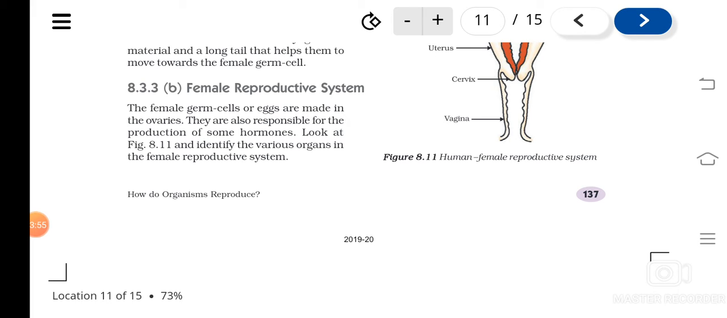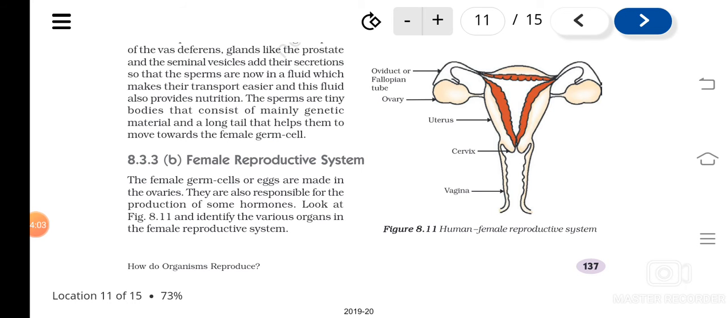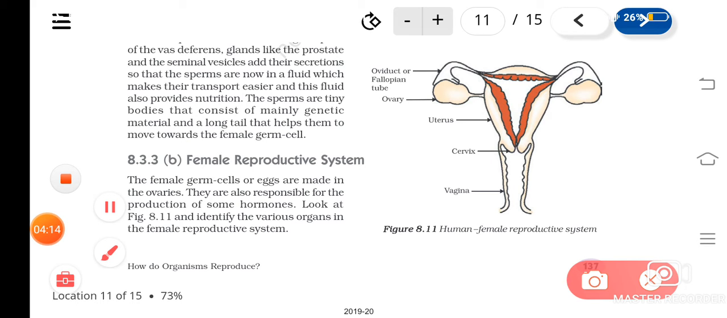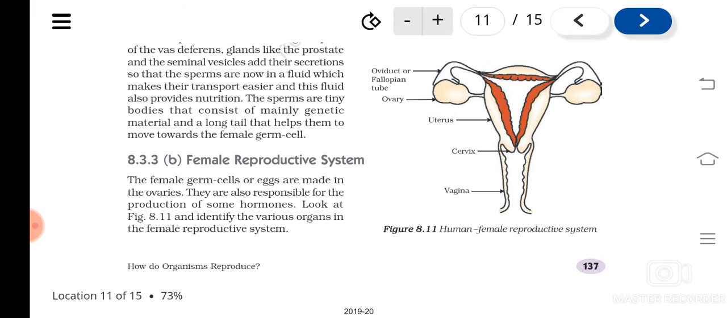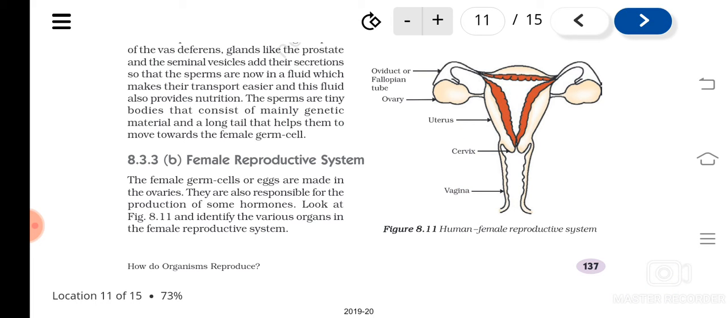We have seen the parts of the male reproductive system and the functions of various parts in detail. Now we are going to study the female reproductive system. Here is one diagram of the female reproductive system. Here you can see this is the ovary, then you can see an oviduct, then a uterus, uterus or womb as we say, and cervix and vagina. So these are the parts of the female reproductive system.